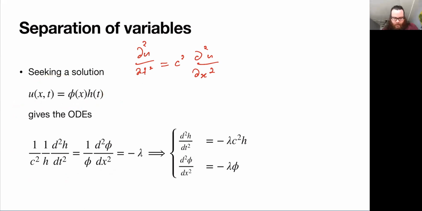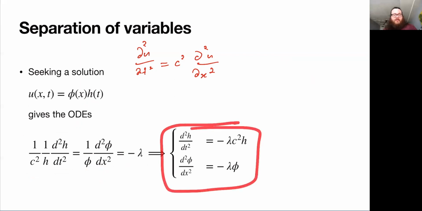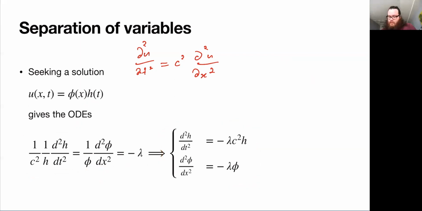Here I want to point out that it's a lot more convenient to keep the c squared attached to h and the time pieces as opposed to the spatial pieces. Otherwise, move things around and you get this. This side just depends on t, and this side just depends on x, so they're both equal to some constant. We're going to call that constant minus lambda. And so then we're left with this system of ODEs.